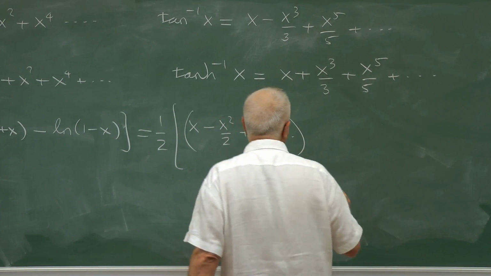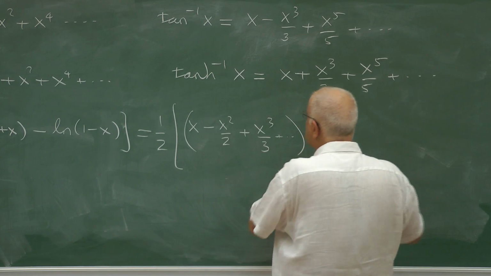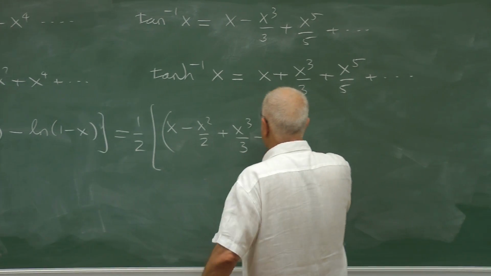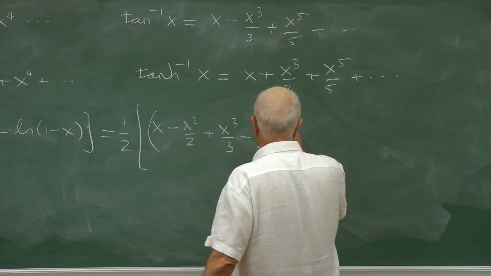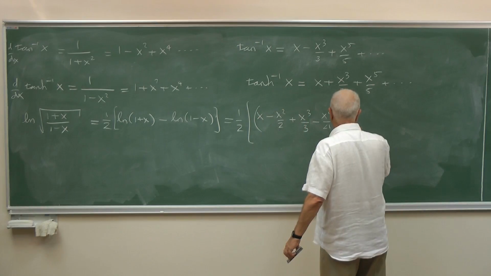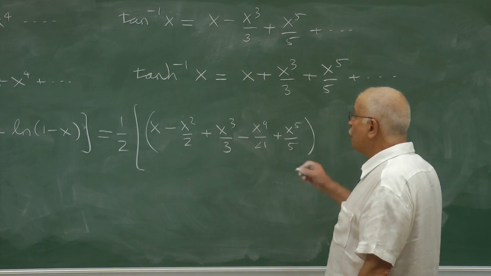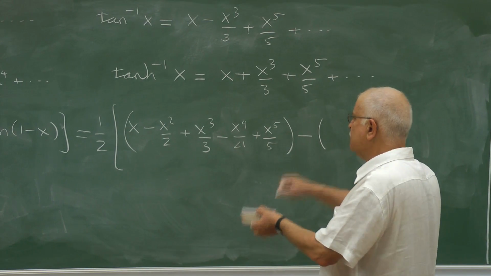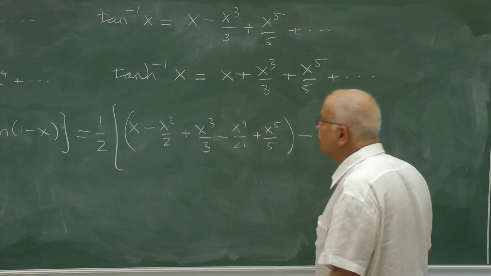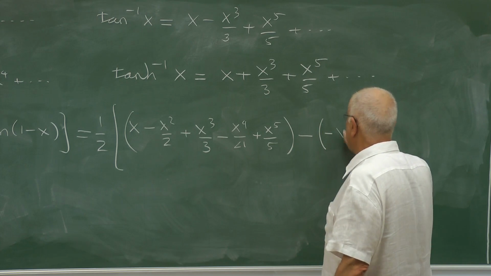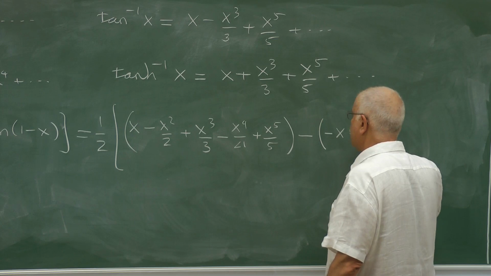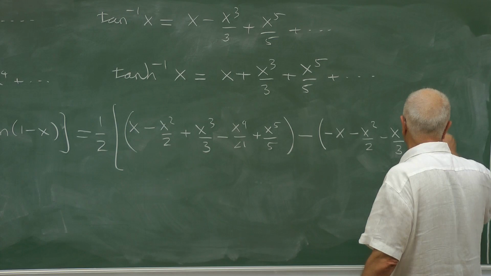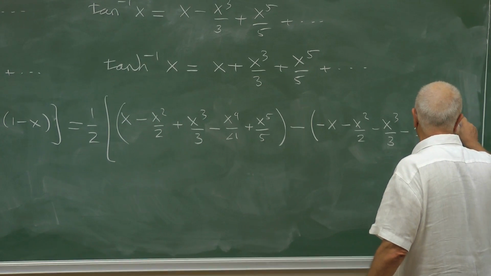If I wanted to go further, I would have minus x to the 4th over 4 plus x to the 5 over 5. Now, from this, I will subtract ln(1 minus x), which is the same series, only x replaced by minus x. So this will be minus x squared over 2, minus x cubed over 3, minus x to the 4th over 4, minus x to the 5 over 5.